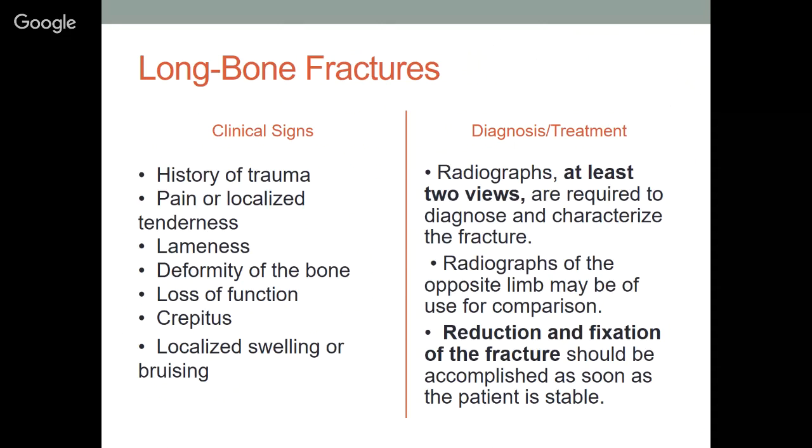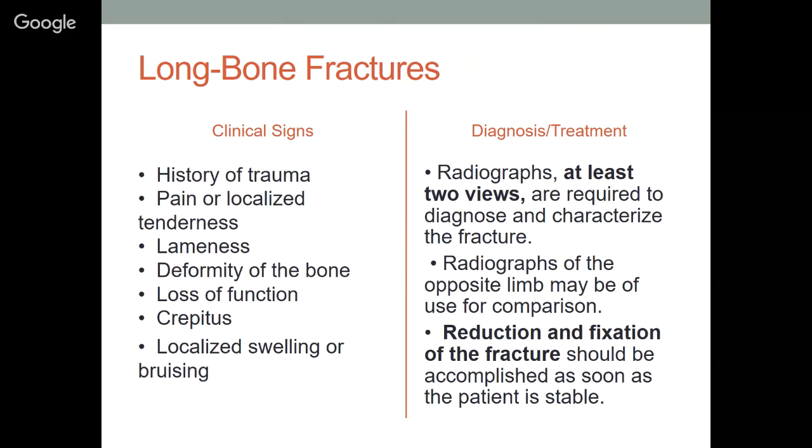Crepitus means there's a crackling sound or a crackling feeling around that bone. And then localized swelling or bruising. Obviously, we want to get x-rays, at least two views. And the reason is that a fracture can look as if it's completely lined up when you look at one view. And if you turn it sideways, you will see that one portion is in front of the other. It's hard to see just in one view.